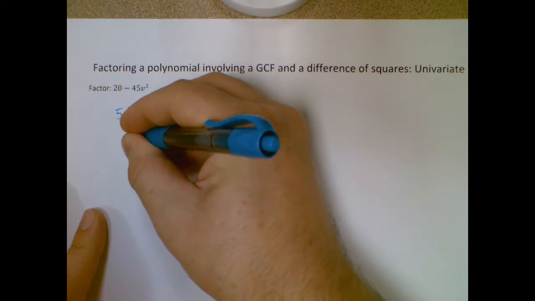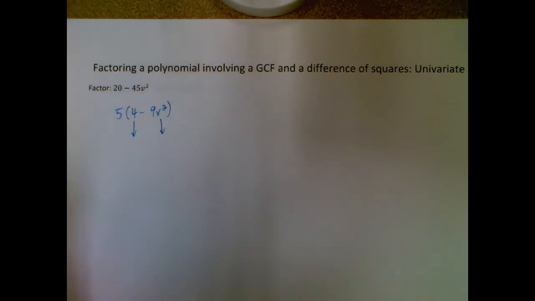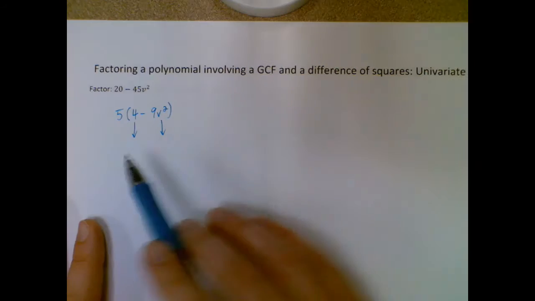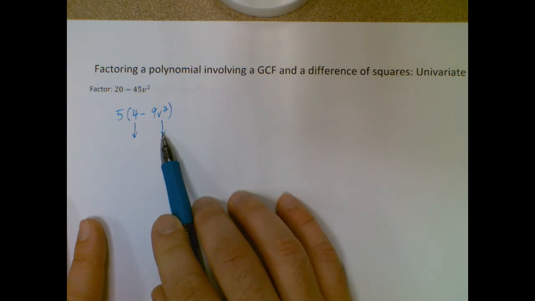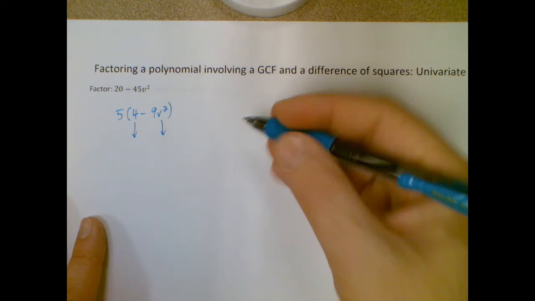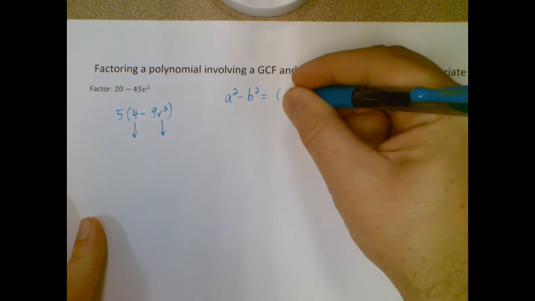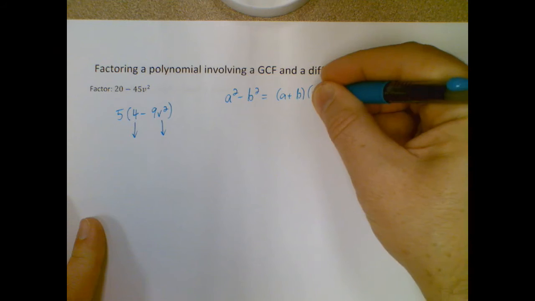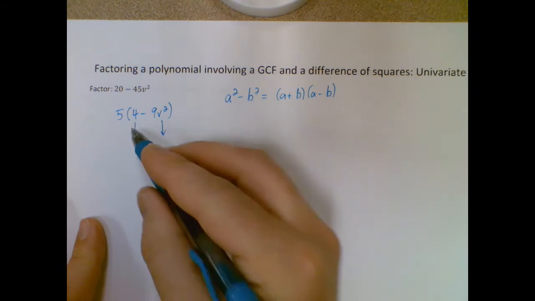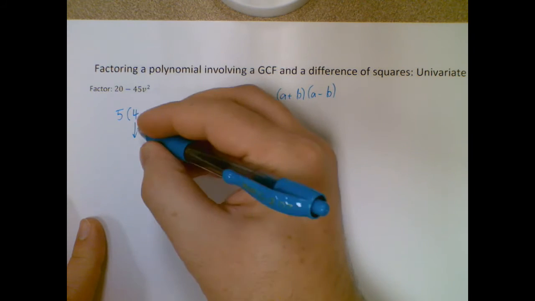So I want to find the perfect square roots of my two numbers for my a squared and b squared. If you remember the formula, a squared minus b squared factors into a plus b times a minus b. So this is my a squared and b squared. So I need the square roots to find a and b.